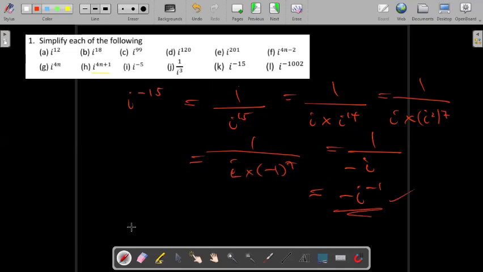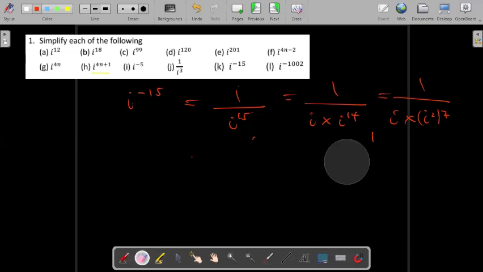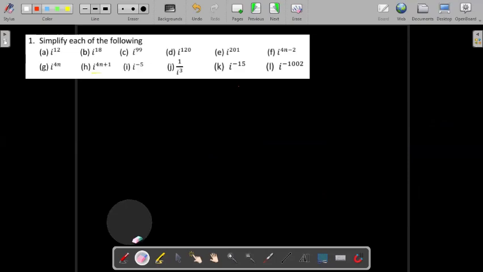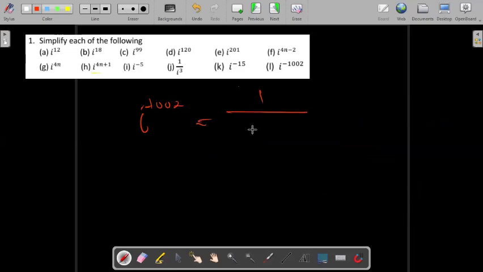Okay, and the last one for part 1 of the questions is, you have i raised to the -1002 there. So this is the same as 1 over i to the 1002 there. So you can then divide that by 2. Observe that when you divide the 1002 by 2, you get 501.